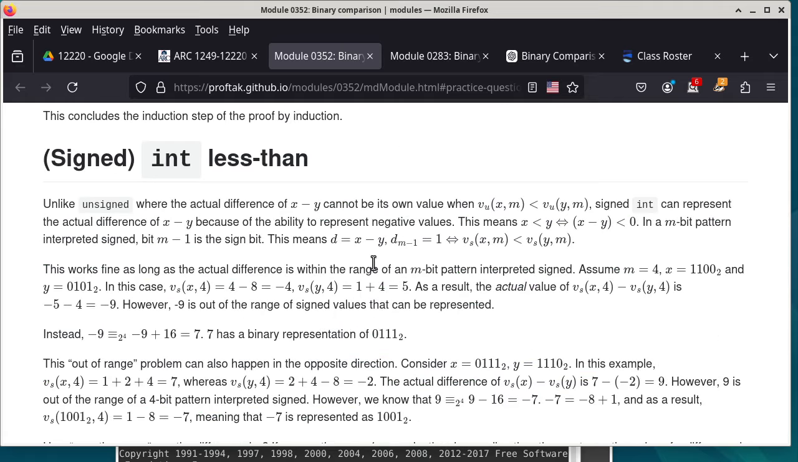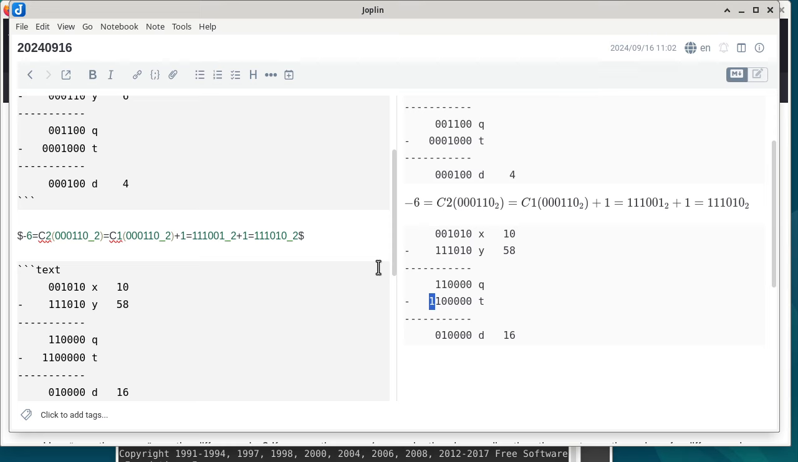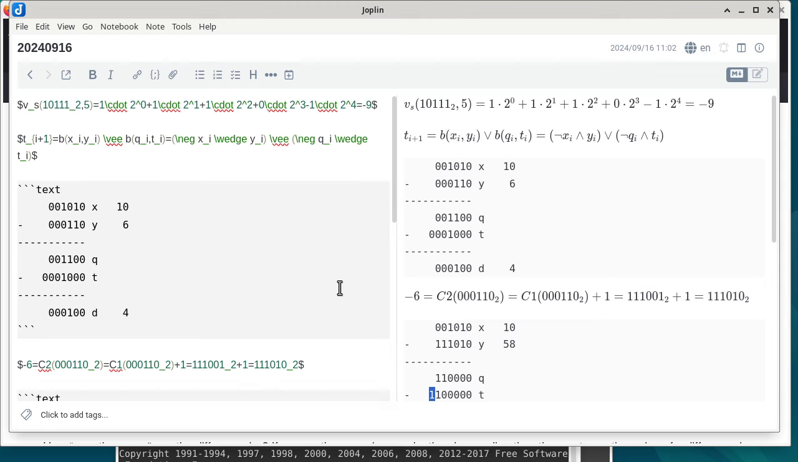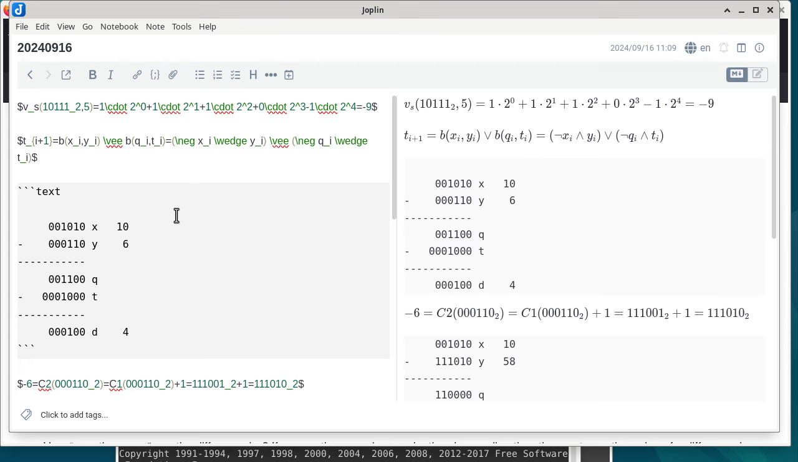I think it is important that you be able to follow the argument in this particular case, but I'm going to use some live examples to illustrate what I mean. So we'll go to Joplin again. I'm going to reuse the first two examples first, and then I'll give you some additional examples. This is the unsigned interpretation, and now I'm looking at the actual signed interpretation.